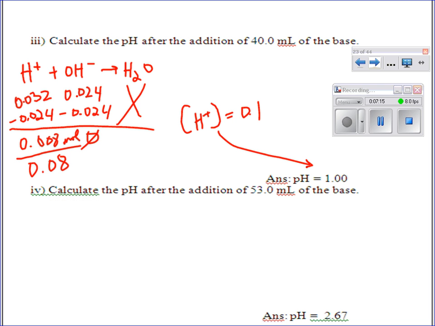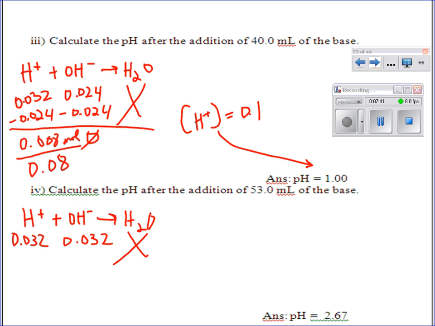So this is going to show you why we see such a sharp rise here in a minute. It says calculate the pH after the addition of 53 mils. So our original acid is being invaded by some base. Our original 0.032 stands. But now when we take 0.053 times the 0.6, we get, I got 0.032. Y'all get that?